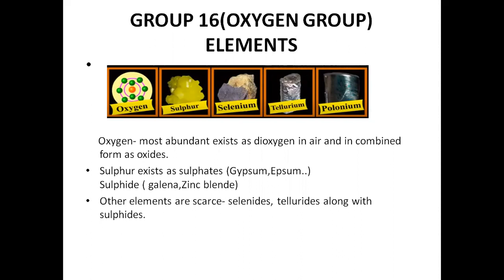Next, selenium and tellurium. These two elements are scarce. We get these elements as selenites and tellurites along with the sulfides. The last element is polonium. It is a radioactive element that occurs in trace amounts in uranium ores. It is named after Poland. Marie Curie discovered this element in 1898.